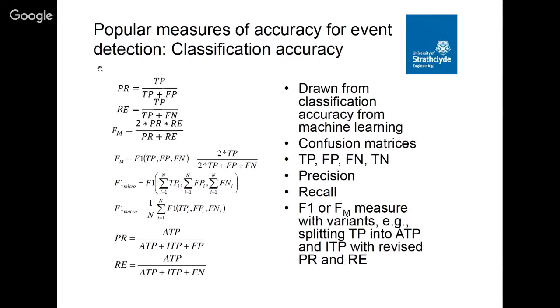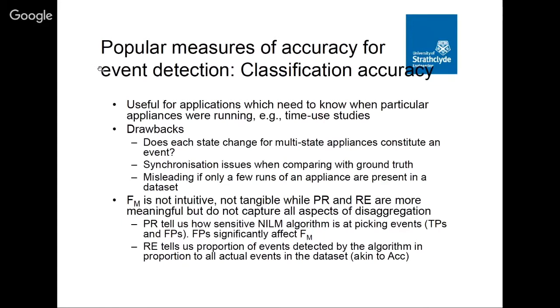So that's drawn from the machine learning community, and it detects events when an event happened. There are variants of those, but these are the key ones, your F measure. And I like to break it down to precision and recall because it gives you a true perception of what you can or cannot disaggregate.